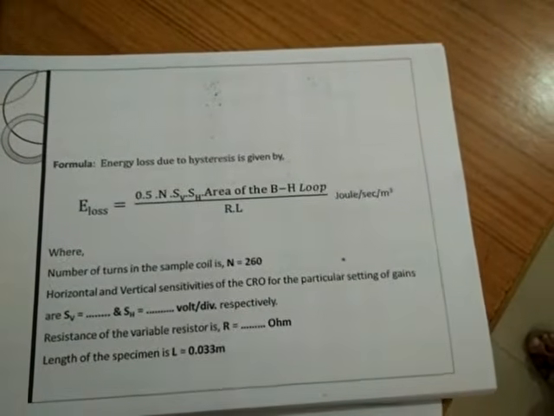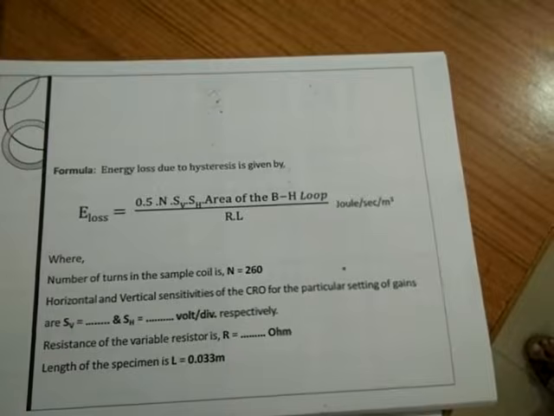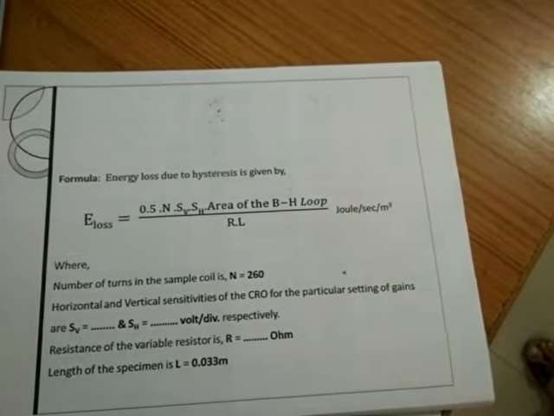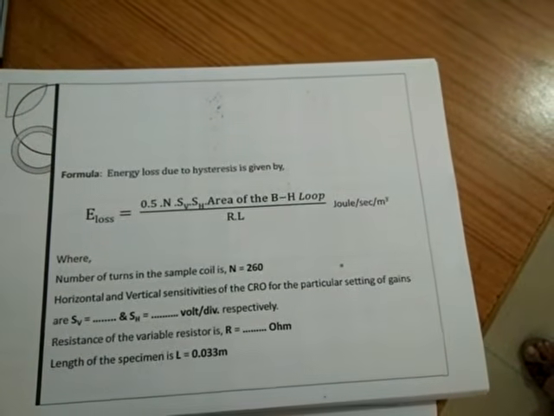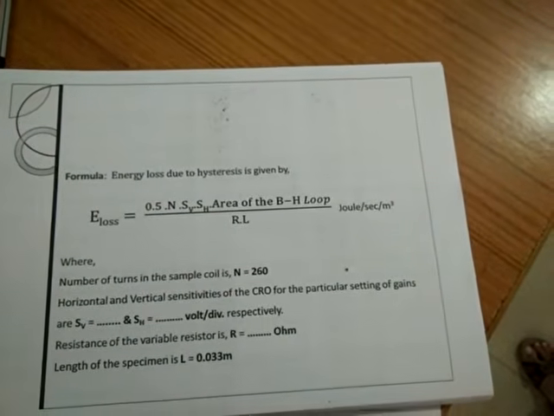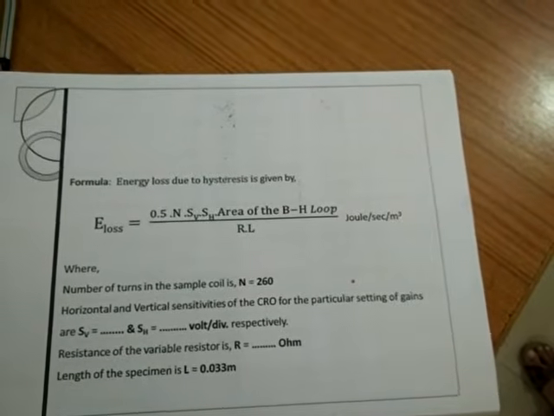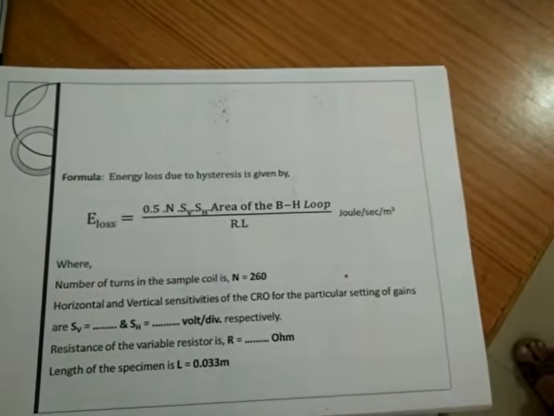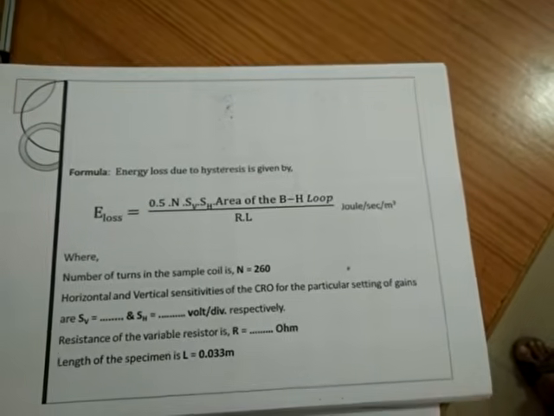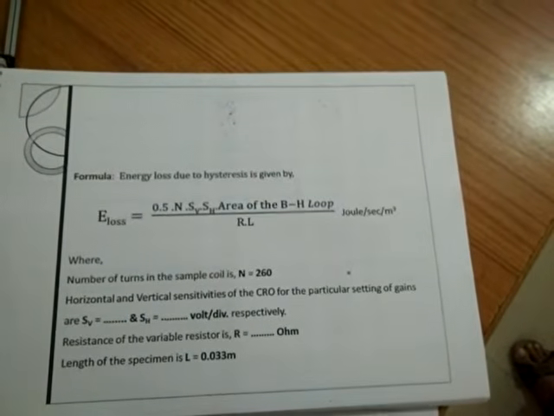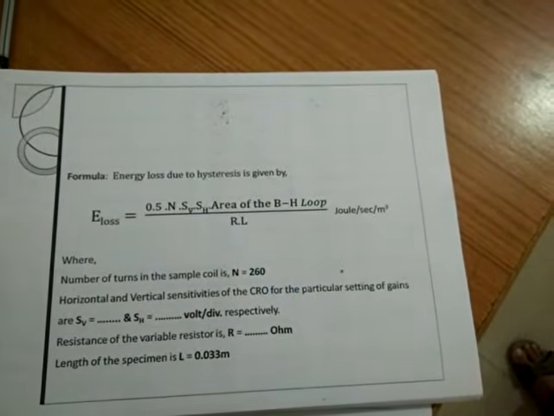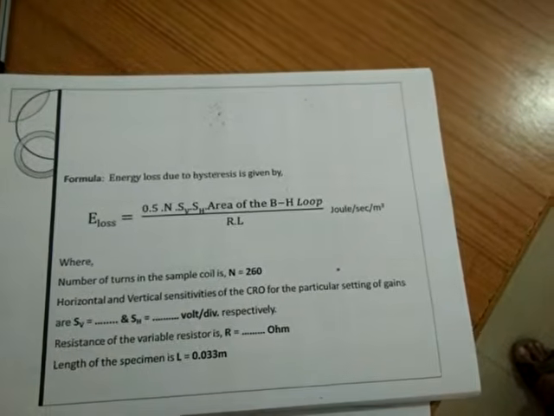The terms in the formula are given by, where N represents the number of turns in the sample coil, SV and SH represent the vertical and horizontal sensitivities of the CRO for the particular setting of gains. R is the variable resistance. L is the length of the specimen, that is L equal to 0.33 meters.